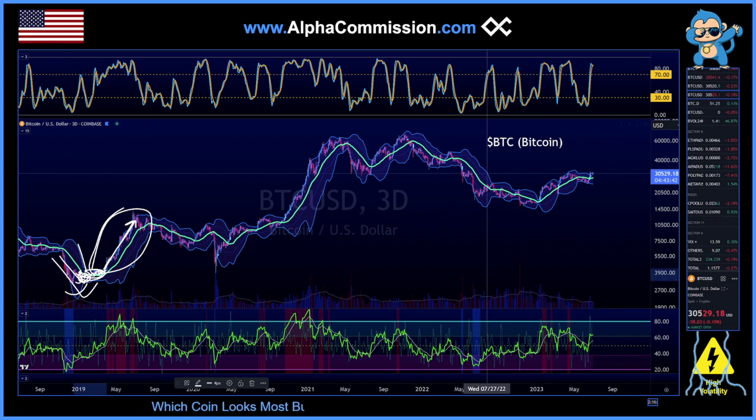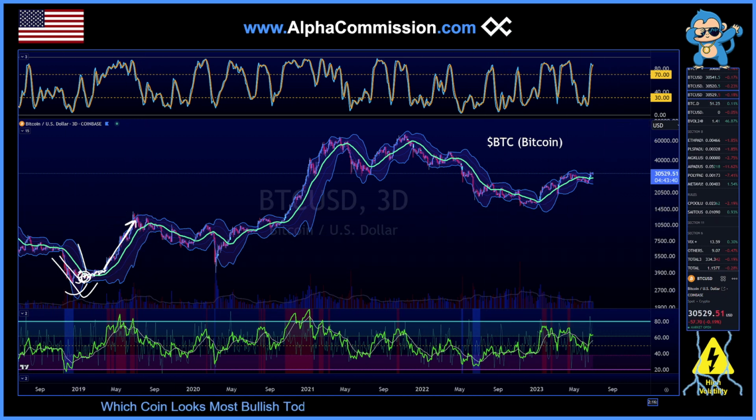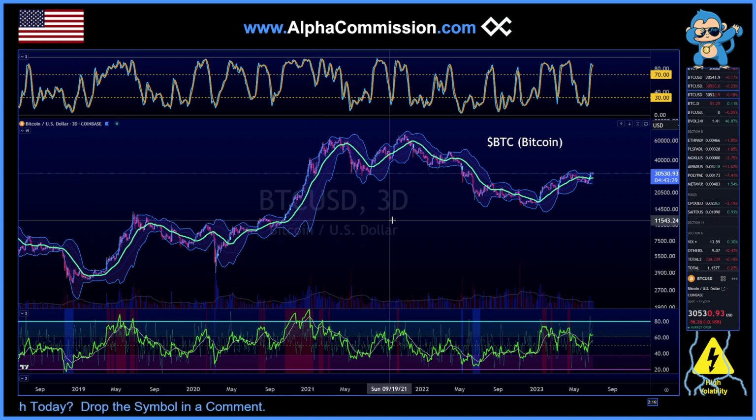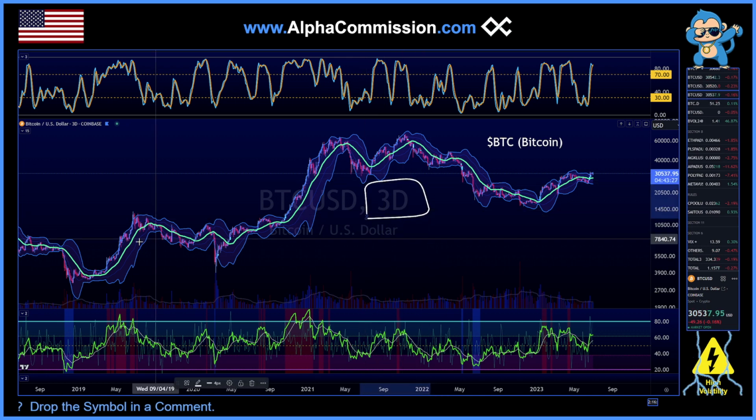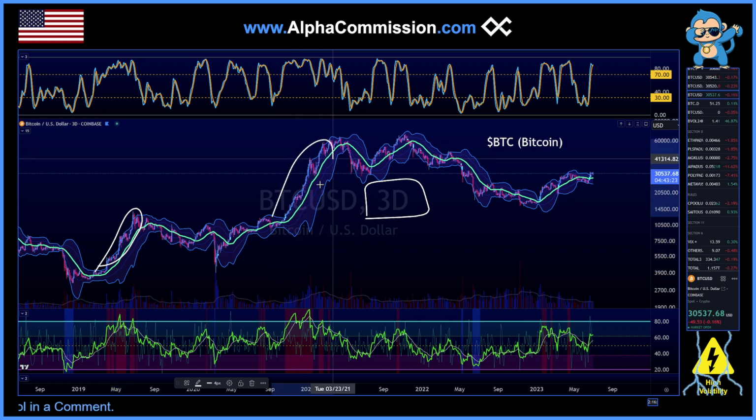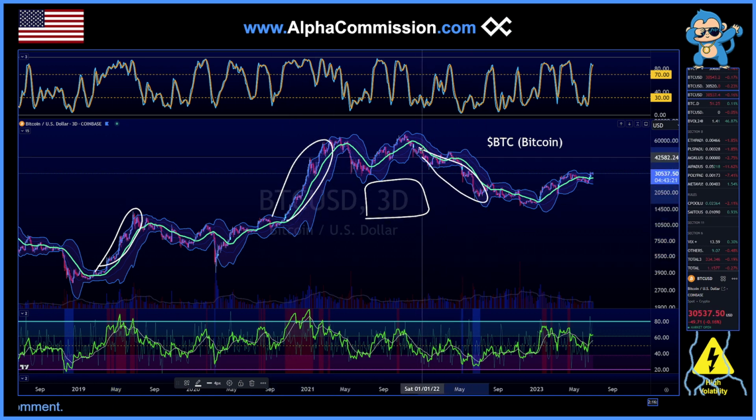I've got 4 years of Bitcoin on the chart right here, okay? But if you're able to identify this sort of structure, I've got the 3-day chart up right now. If you're able to identify this type of structure on the 3-day, then you can go for some pretty epic trades, guys. Okay, pretty epic trades here.